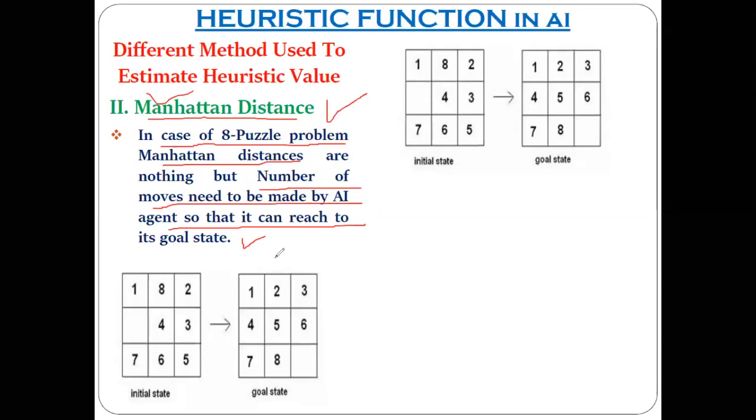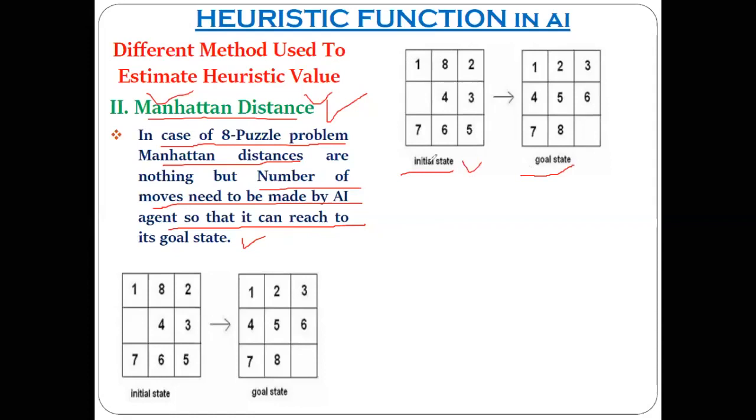In the 8 puzzle problem that we solved, this is called the Manhattan distance. To reach the goal state, how many movements we have to make, how many right, how many left, how many up and how many down. How are we doing that? By comparing with the goal state. Initially we are comparing the initial state with the goal state, correct?